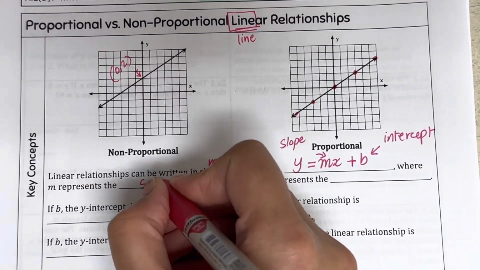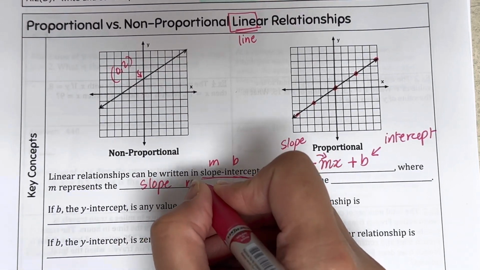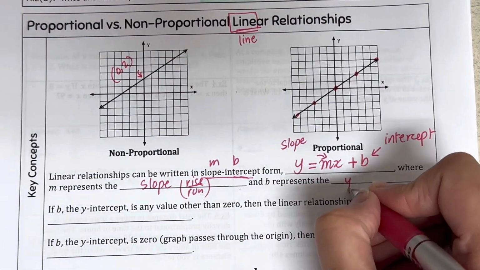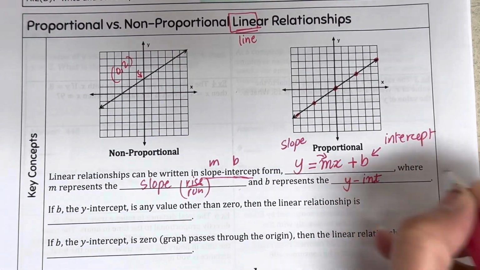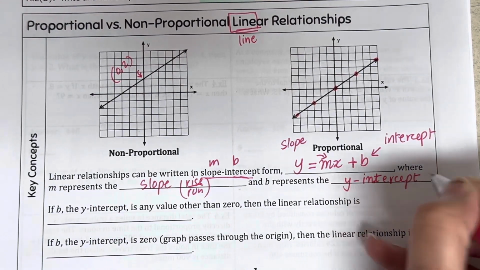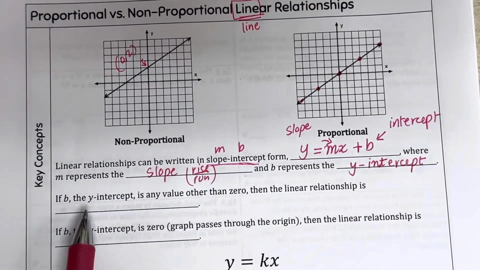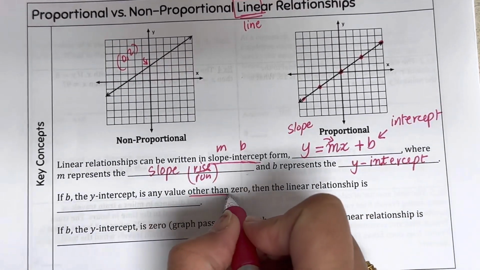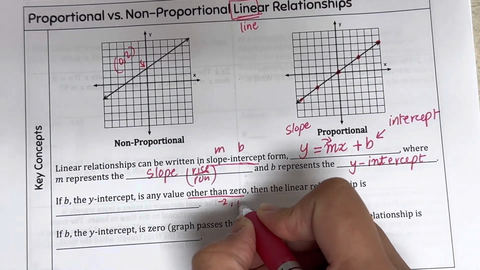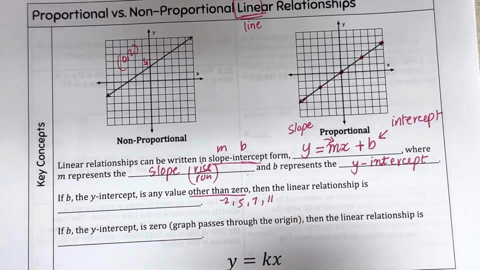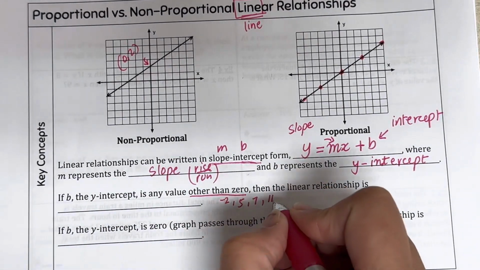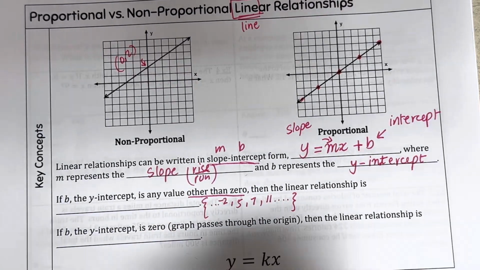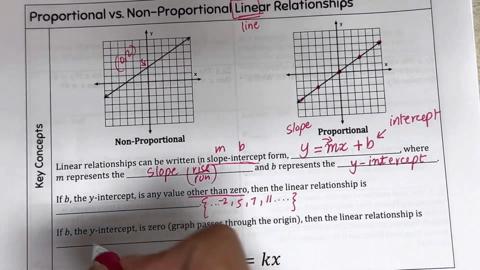Where m represents the slope, we calculate the slope using rise over run from the graph. And then b is the y-intercept, or the beginning value, or the starting point, however you want to remember it. If the b, the y-intercept, is any value other than 0, such as -2, +5, 7, 11, any number, it can go forever on both sides, so any number other than 0, this is called non-proportional.